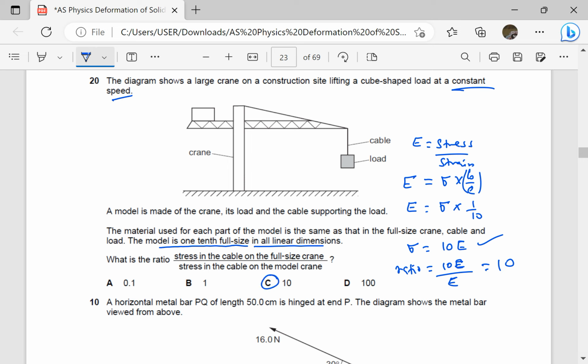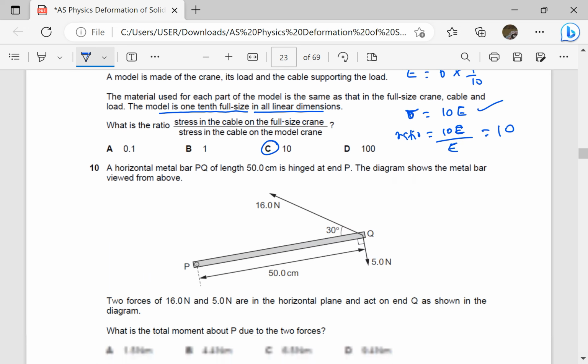Note how I arrived at this. If I have the full size and the model crane, let the model have dimensions of say 1, and the full size crane is just going to be 10 times that. So the stress on the full size crane will be 10 times that of the model. And that means our answer is going to be C.